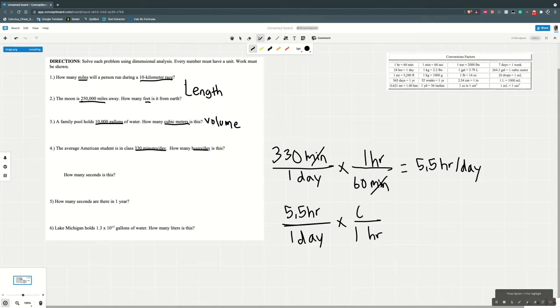So 1 hour is 60 minutes. And we know 1 minute has 60 seconds. So it's asking us the final units need to be seconds per day, but just how many seconds? So minute, hour, and we're just left with seconds. So that will be 5.5 times 60 times 60, which will give us 19,800 seconds.